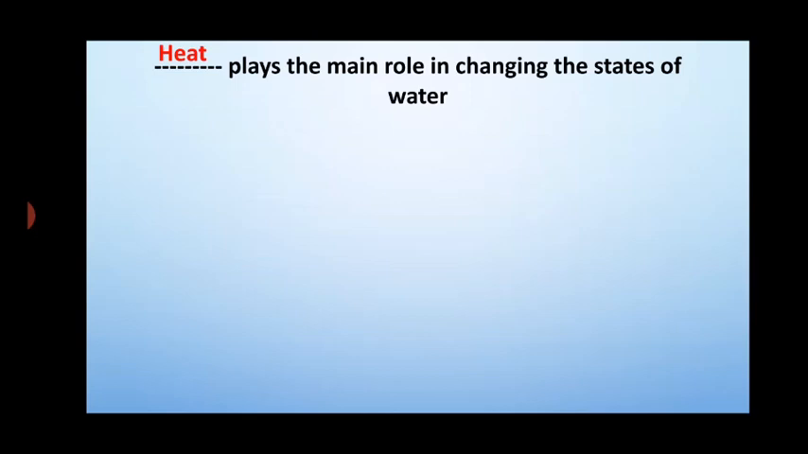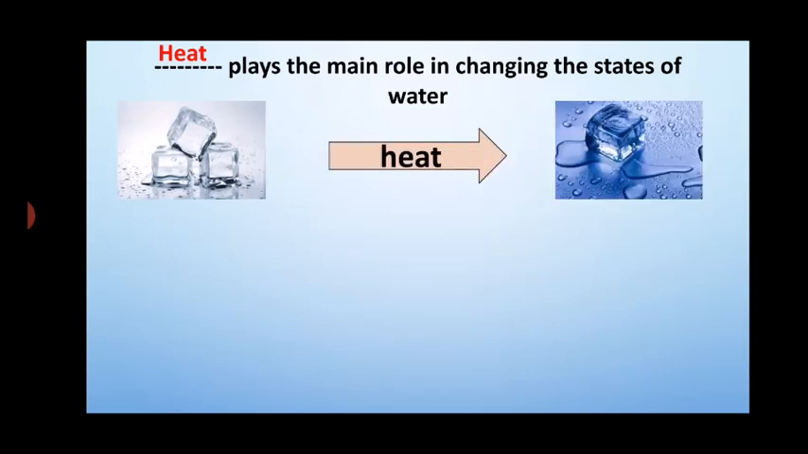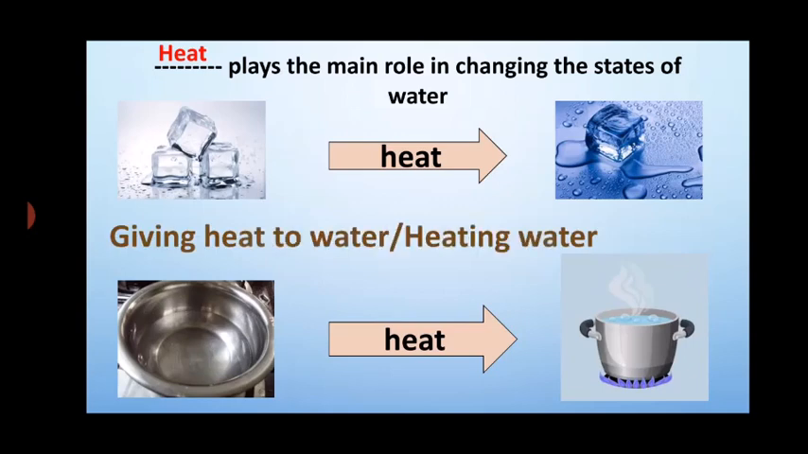For example, let us look at some experiment or something that we saw. So when you heat ice, it becomes water. When you heat water, it becomes steam. So heat plays a main role in changing the states of water. Alright, so giving heat to water or heating water makes it change its states.